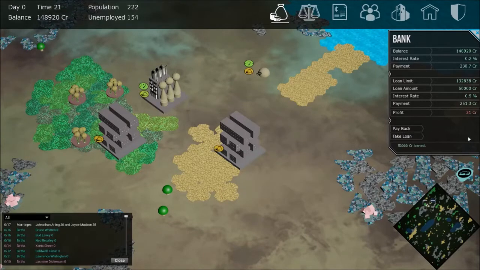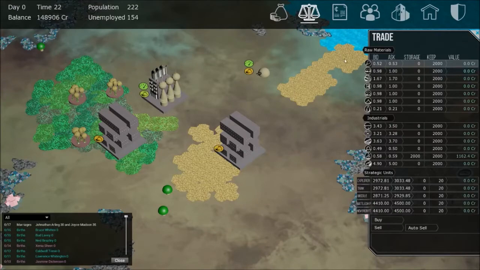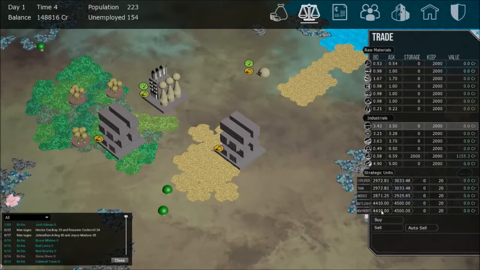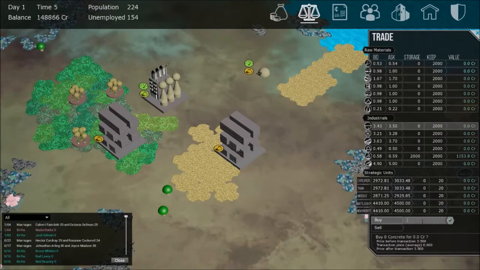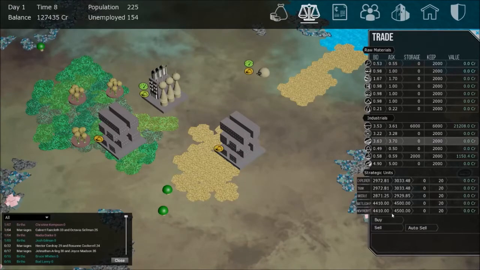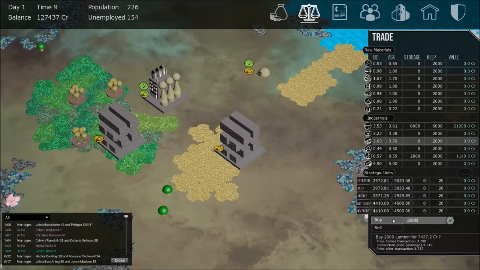On the trade panel you can see all the commodities in the game and their prices. They are divided into 3 sections: raw materials, industrials, and strategic units. In the game weapons can also be traded. Trading is exchange-like. When you buy, the price goes up and when you sell, the price goes down. If you can't or don't want to produce something in your colony, you can buy it directly from the exchange.